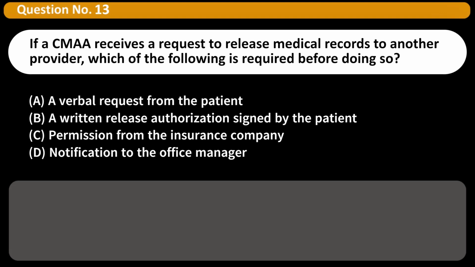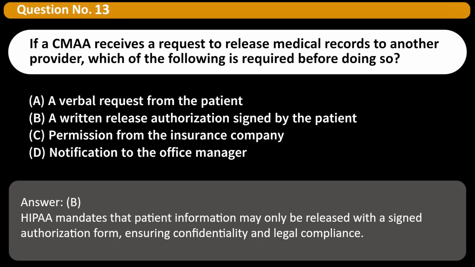A verbal request from the patient. B. A written release authorization signed by the patient. C. Permission from the insurance company. D. Notification to the office manager. Answer: B. HIPAA mandates that patient information may only be released with a signed authorization form, ensuring confidentiality and legal compliance.